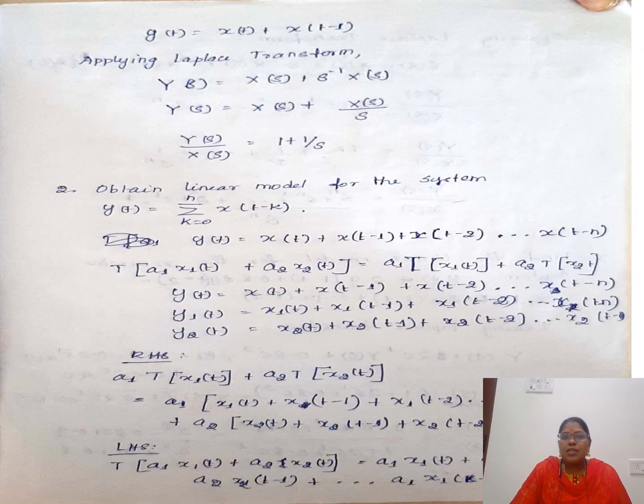So here we have one example for checking the linear model. This is the problem: y equals sum from 0 to n of x of t minus k. First you expand this and check the linearity. I'm considering the first one as y1 of t and y2 of t. Then find what is y3 of t. After finding that, find what is y4 of t and check whether both y3 and y4 are equal. If it is equal, then we can say that the system is linear.